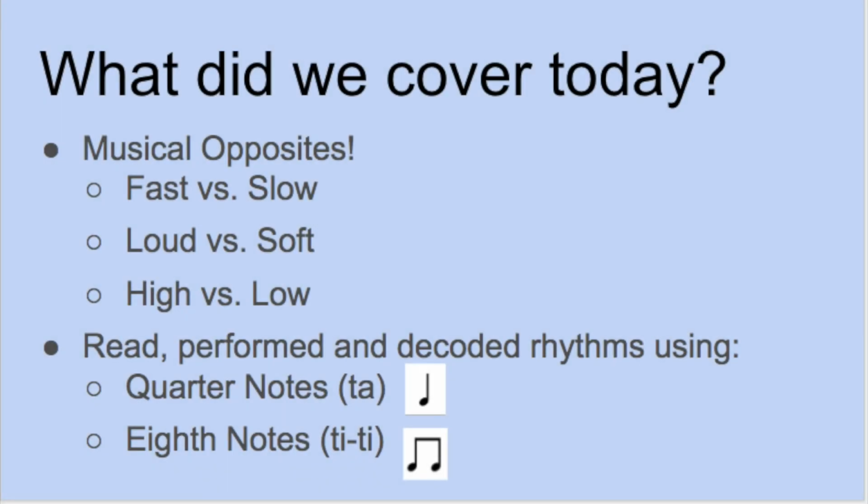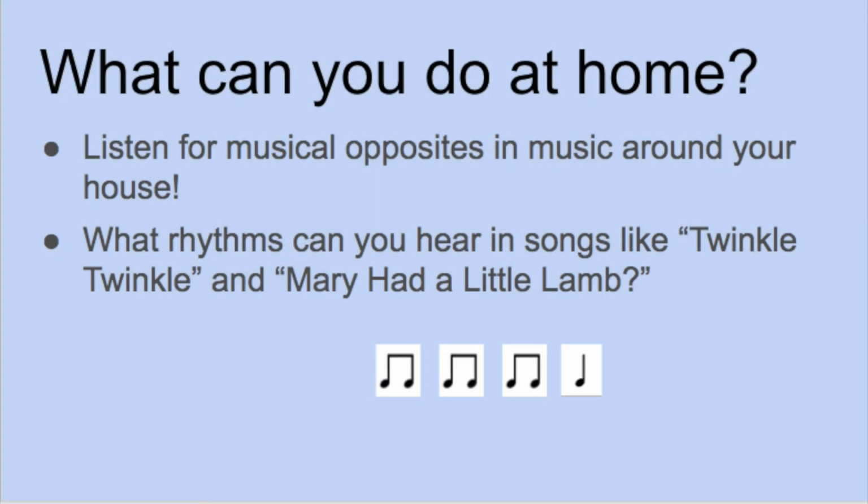So first and second graders, what did we cover today in our music lesson? We talked about musical opposites, like fast versus slow, which is what we call the tempo, loud versus soft, and high versus low, which is what we call pitch. We also read, performed, and decoded rhythms using quarter notes, which we call tas, and eighth notes, which we call TTs.